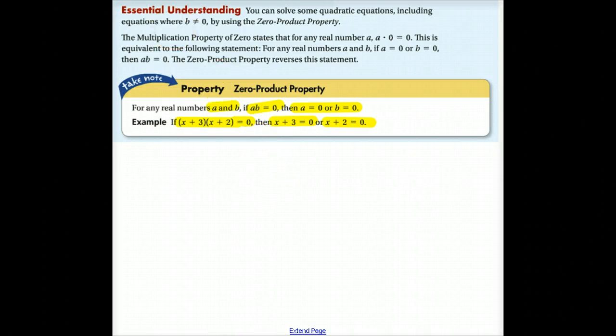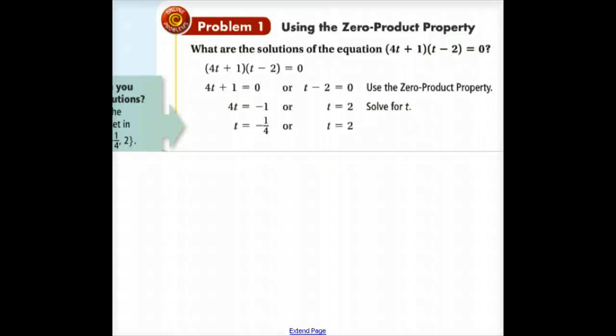Let me show you what I mean. So in this example, they already have two binomials set equal to 0. We're going to practice finding what those two solutions could be. Alright, so 4t plus 1 times t minus 2 equals 0. Well, they're going to set each part equal to 0. So the first one is right here, 4t plus 1 equals 0. And the second part, t minus 2 equals 0. So when they're both set equal to 0, we can solve for t.